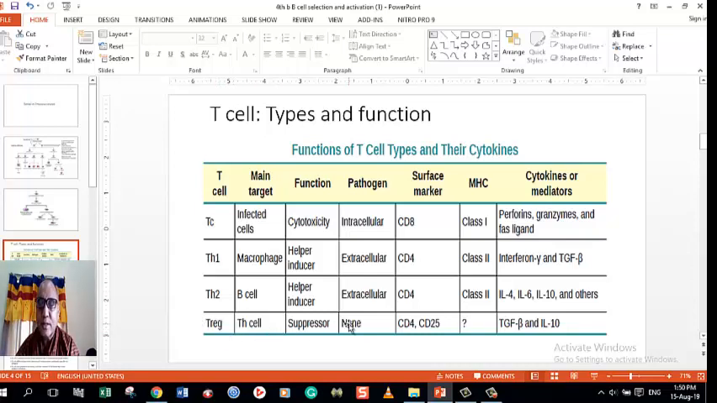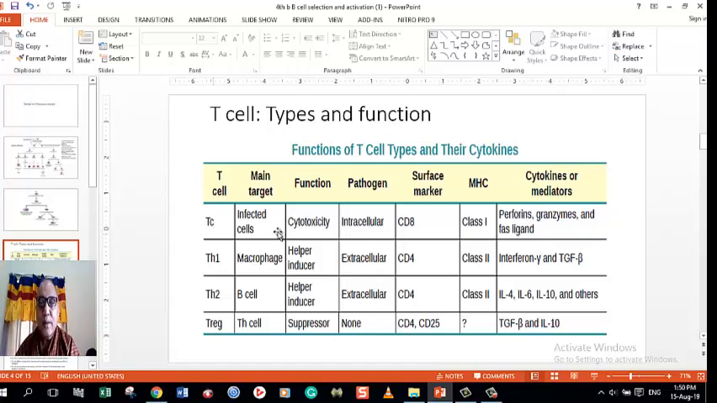Then there are T suppressor cells, which also produce TGF beta and interleukin 10, but these actually bring the reactions in a reverse manner. This will control the further reactions to the antigens.